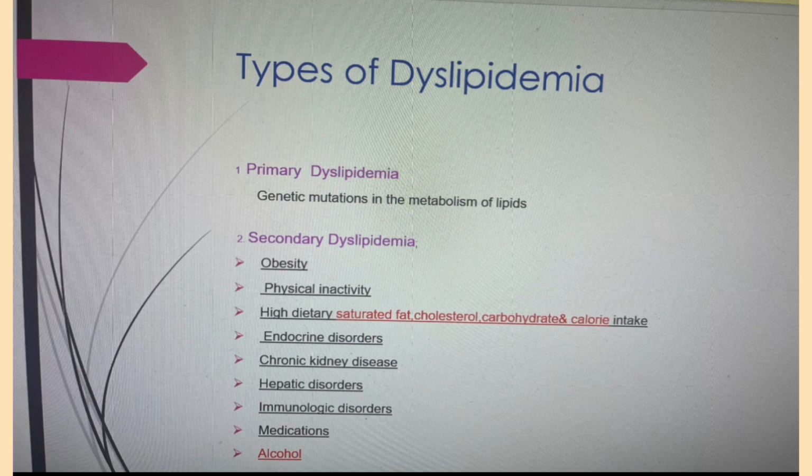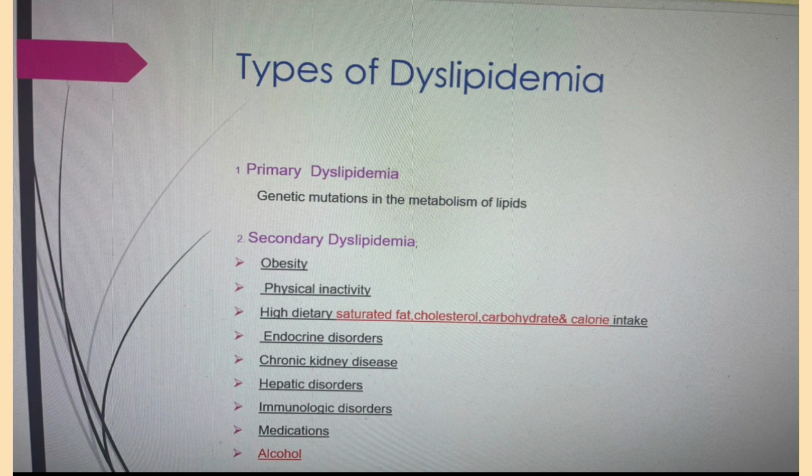Then hypothyroidism: there is decreased LDL receptor expression and decreased lipoprotein lipase, which lead to decreased clearance of LDL and triglycerides from the blood. In chronic kidney disease, there is decreased activity of lipoprotein lipase, so there is impairment of the clearance of cholesterol from blood. Then in hepatic disorders like liver disease, there is impaired synthesis and secretion of lipoproteins and bile acids, which impair the transport and excretion of cholesterol and triglyceride from the liver. This is very important when you prescribe the nonstatins.